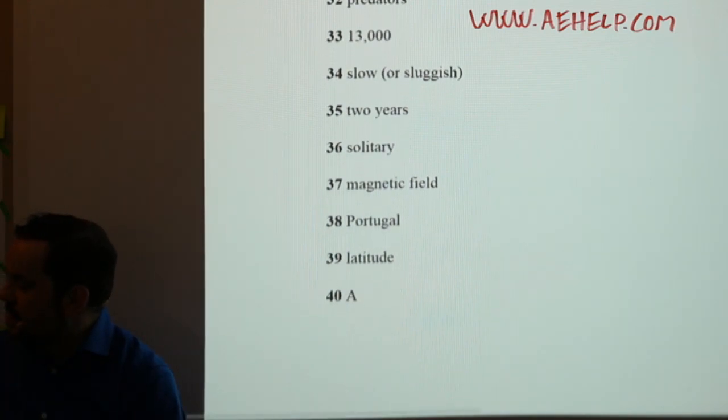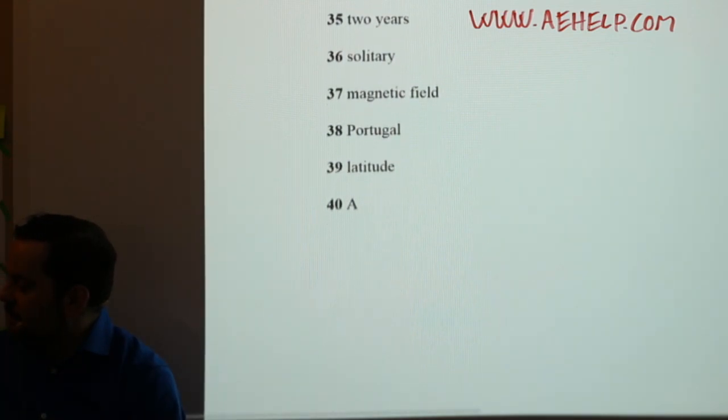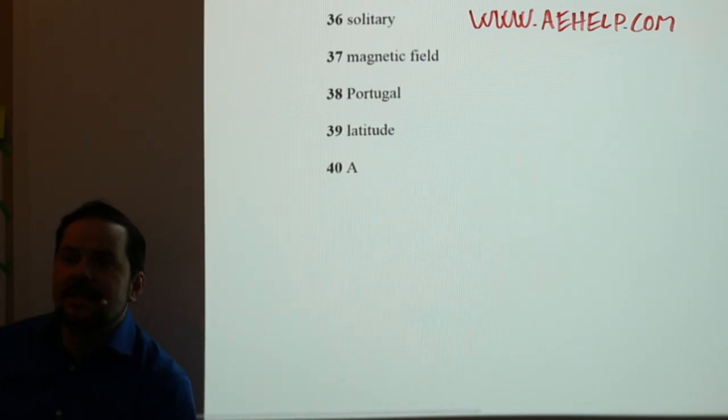2 years, solitary, magnetic field, Portugal, latitude, and A.